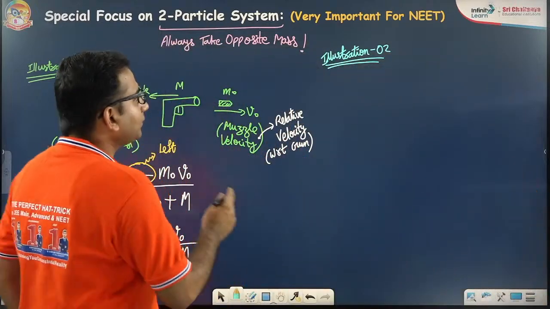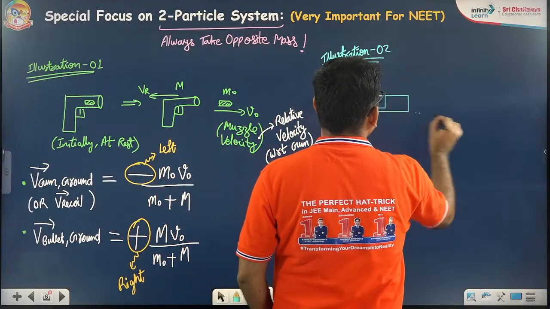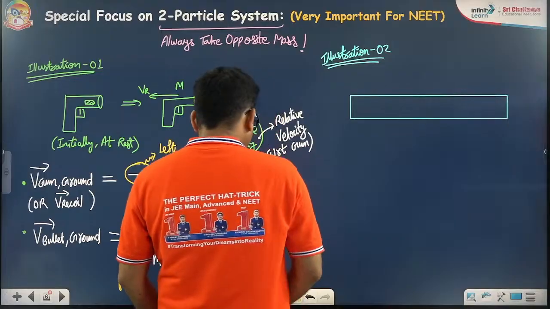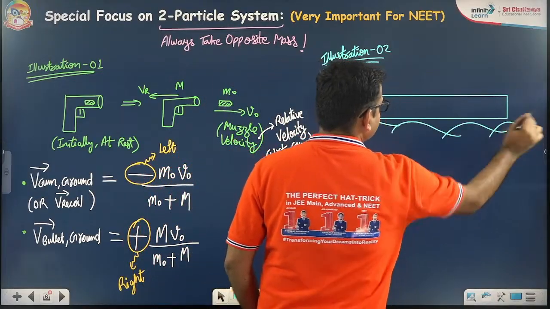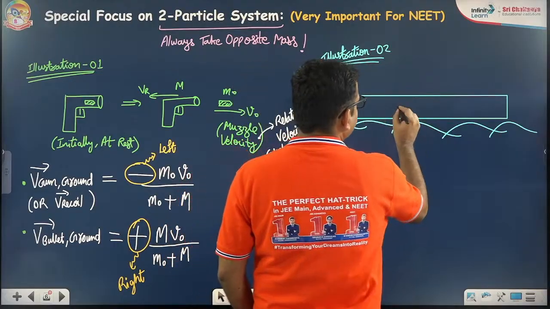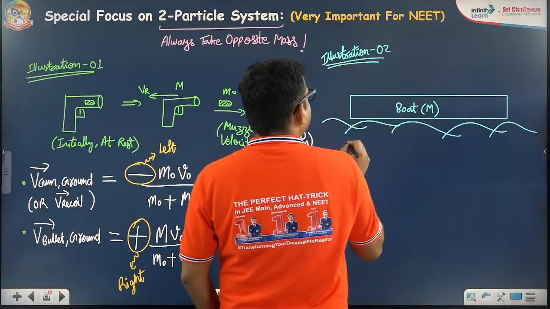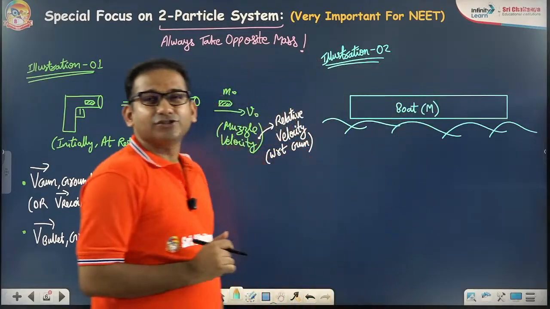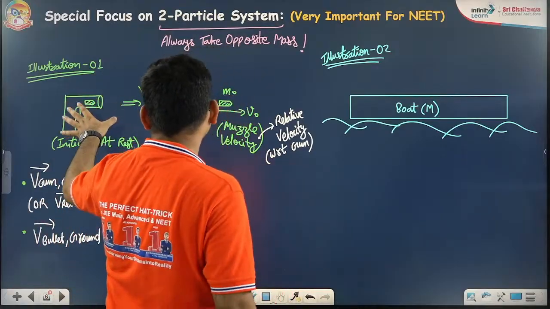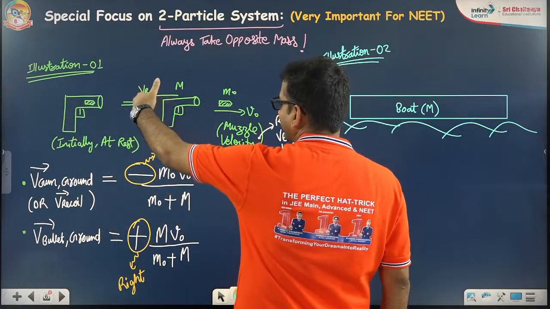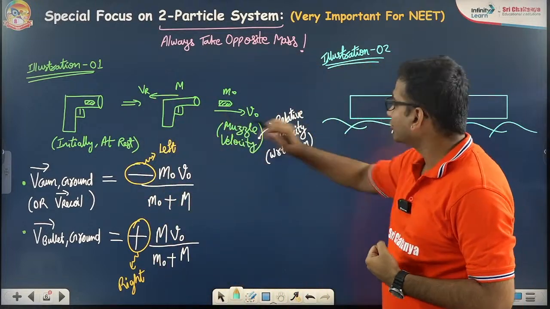Let us take another example. We have a plank, or boat, over here, which is over the water. This boat is of mass capital M. So water will offer negligible external force here. There is no external force acting. Just like gun plus bullet, there is no external force acting on the system. Only internal forces come into the picture.